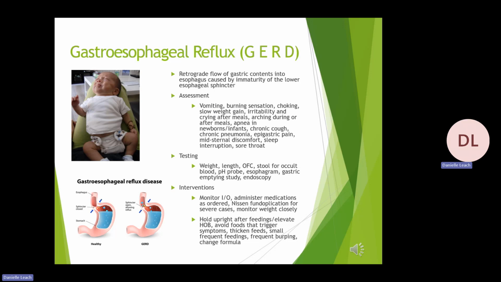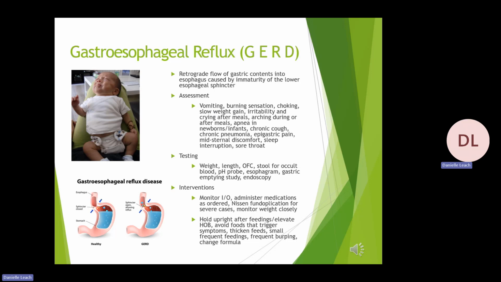They could have apnea in newborns and infants. Basically, they have apnea because sometimes the gastric contents are coming up in the back of their throat near their airway, and they just stop breathing to protect their airway. They could have a chronic cough, chronic pneumonia, epigastric pain, mid-sternal discomfort, like chest discomfort, being woken up frequently at night, and a sore throat.